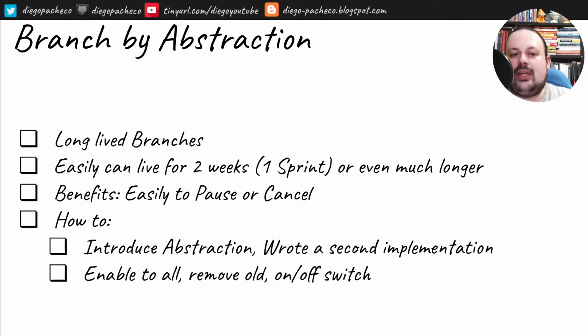And how do you do that? Well, first you introduce an abstraction. Let's say you have your JDBC code. You put an interface there and you make Hibernate the first implementation of that abstraction.